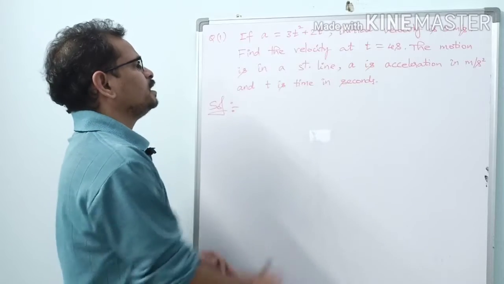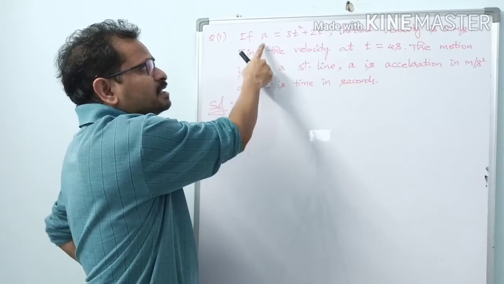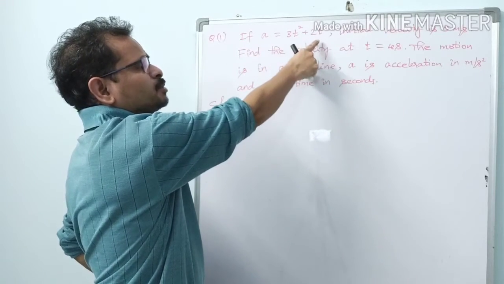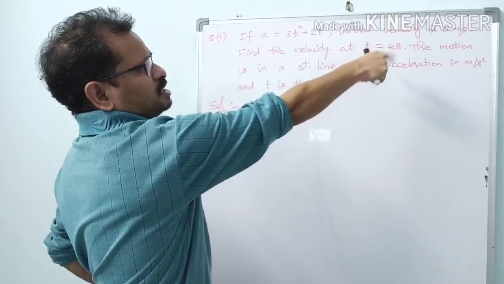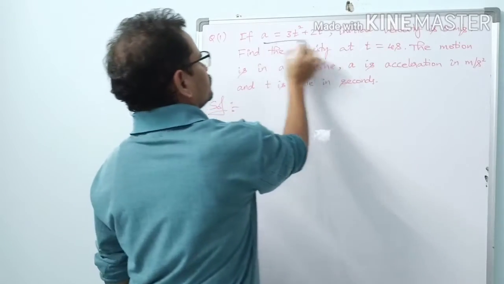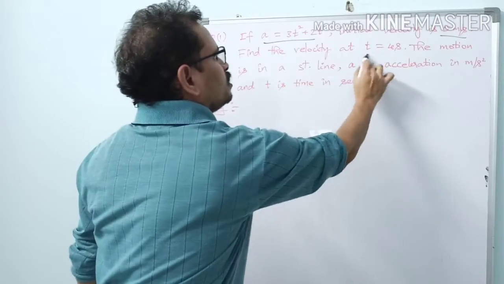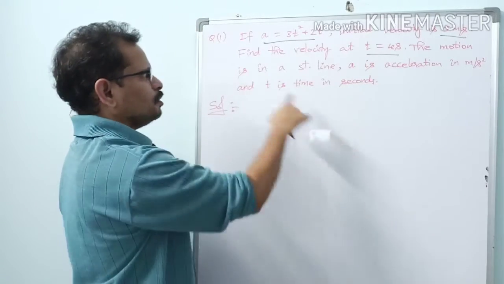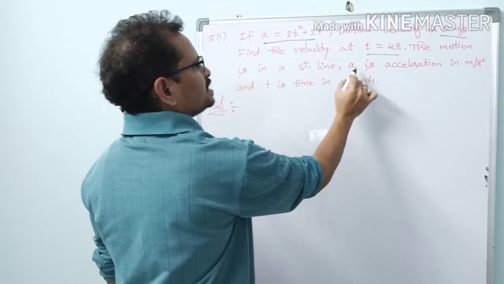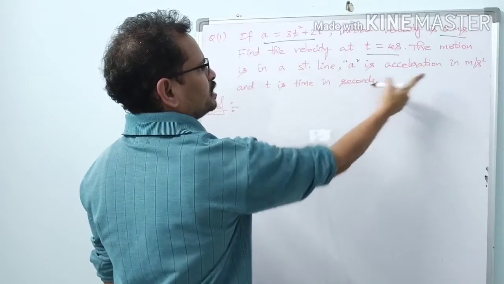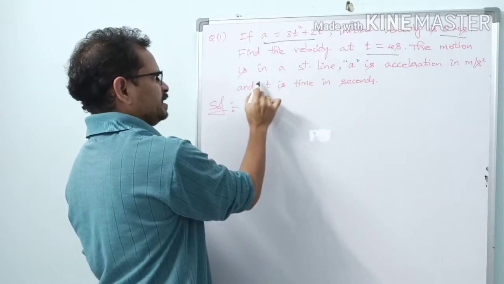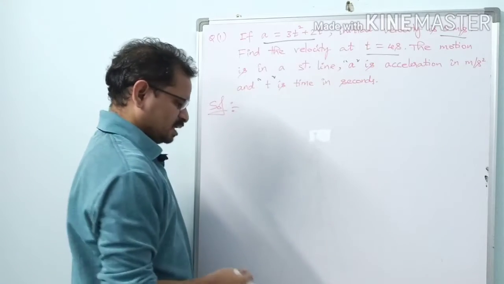So the question is: if acceleration a equal to 3t square plus 2t, and initial velocity is 5 meters per second, find the velocity at t equal to 4 seconds. The motion is in a straight line. a is acceleration in meter per second square and t is time in seconds. This is the problem here.